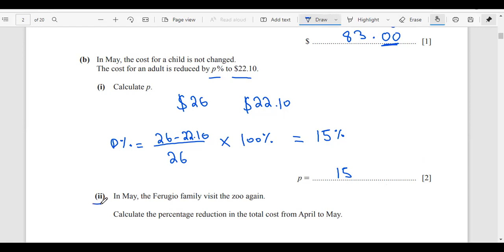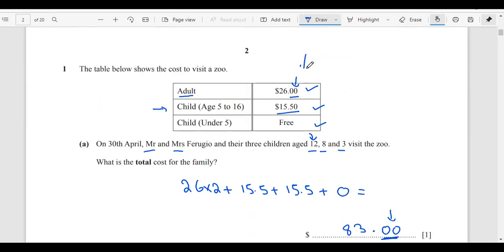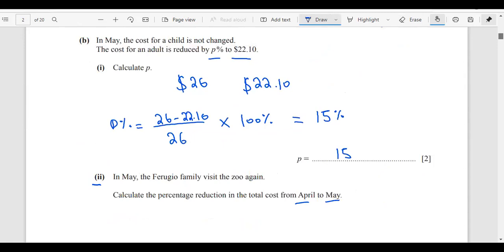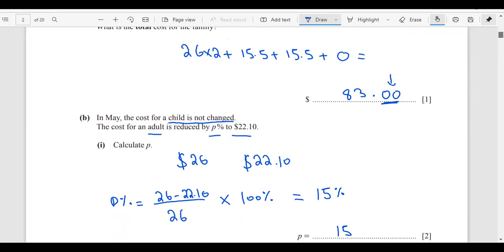Let's talk about the second part. It says, in May, the Fergio family visit the zoo again. Calculate the percentage reduction in the total cost from April to May. Now, obviously, in April, these were the rates. These are the rates for April. And in May, the only reduction is in the cost for an adult ticket. So for children, it's still the same. It is not changed. Now this was their expenditure in April.